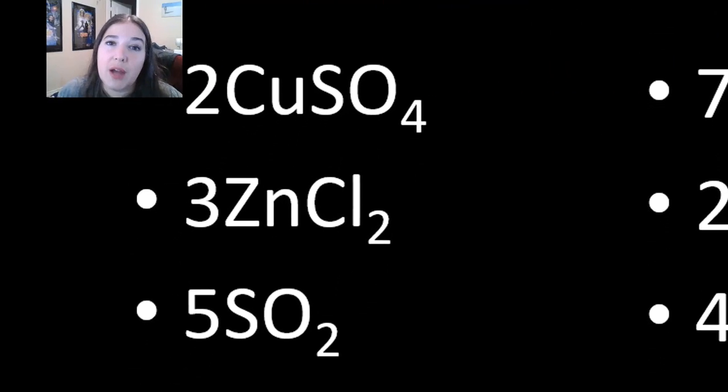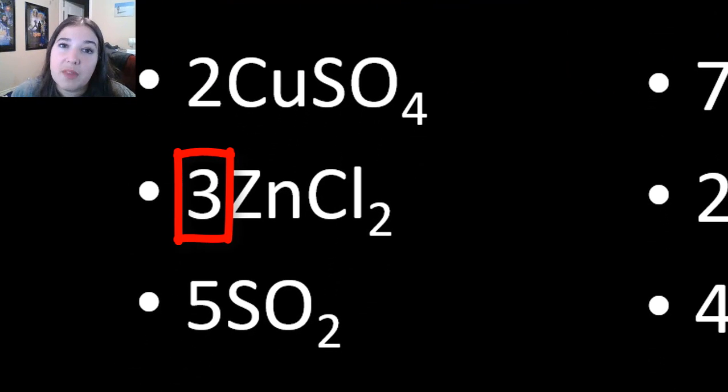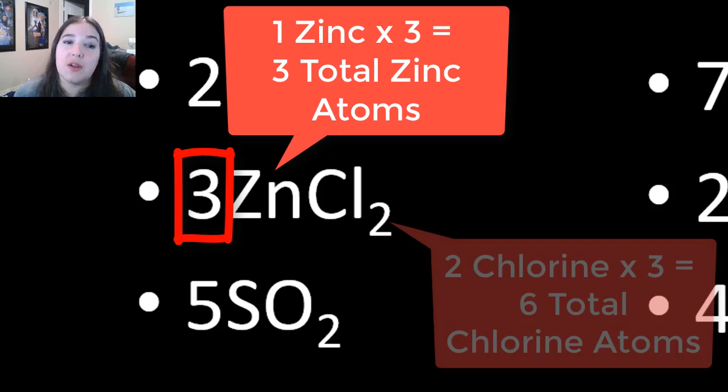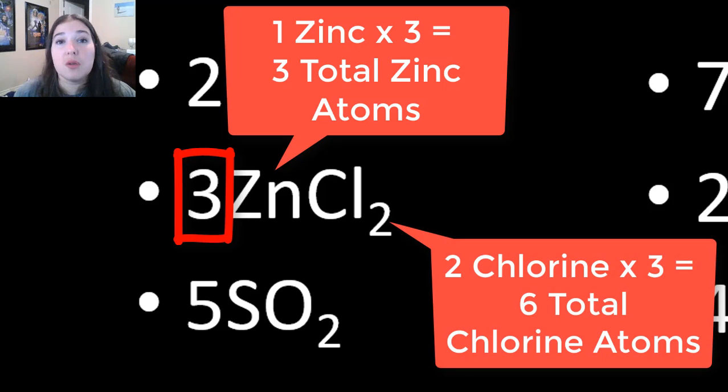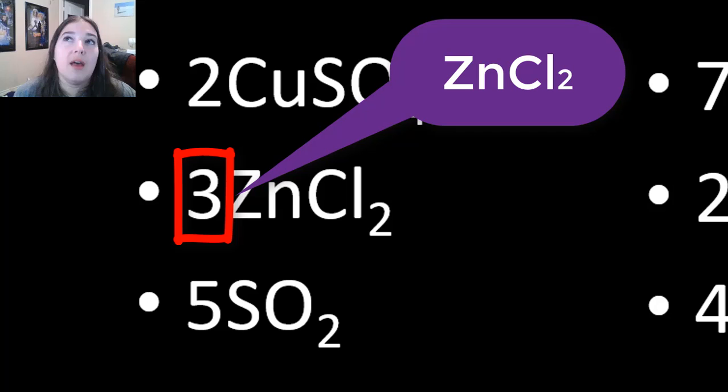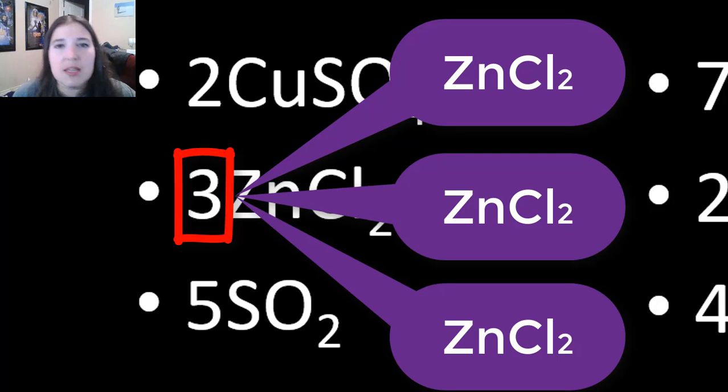Let's look at zinc chloride. With a 3 in front, I multiply everything behind it by 3. I started with 1 zinc, so 1 times 3, 3 total zincs. I started with 2 chlorines, so 2 times 3, now I have 6 total chlorines. I could also write this by saying zinc chloride and zinc chloride and zinc chloride. I have 3 of them.